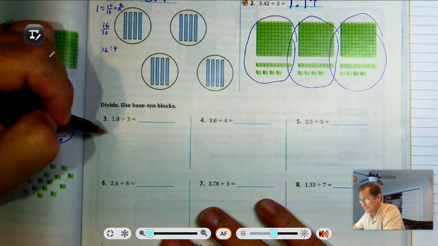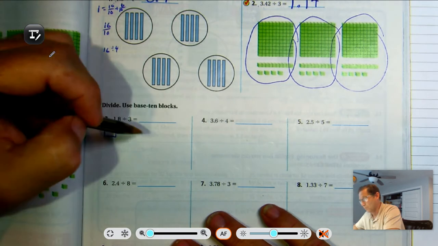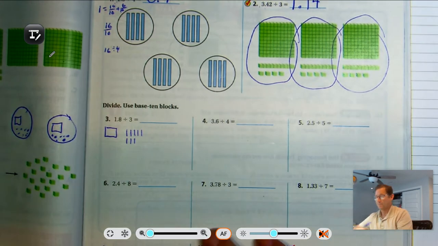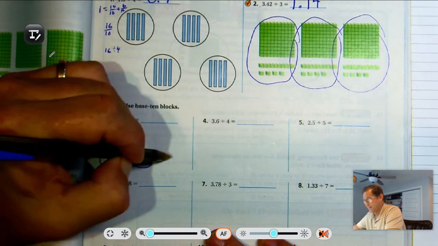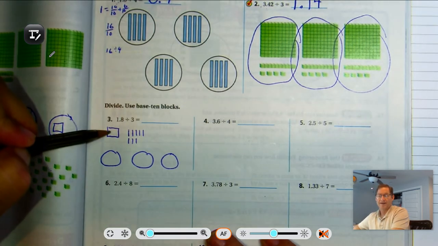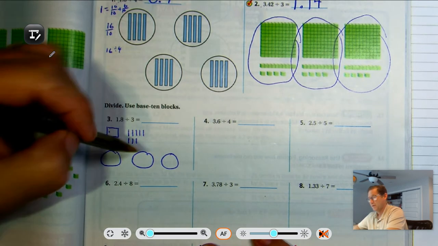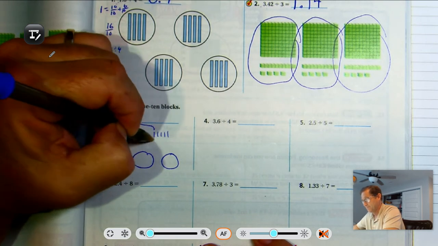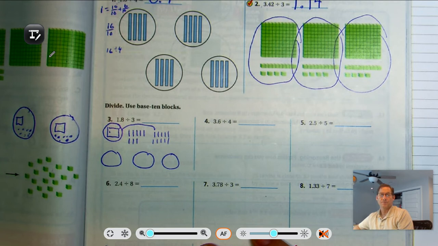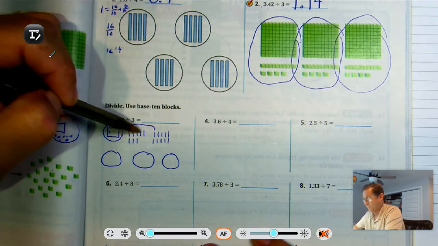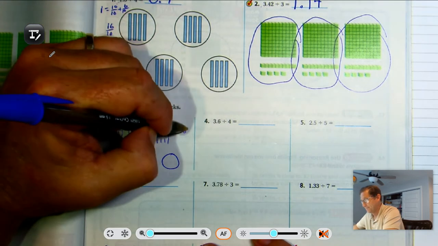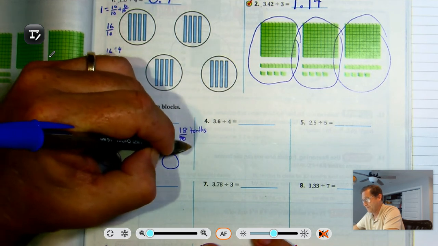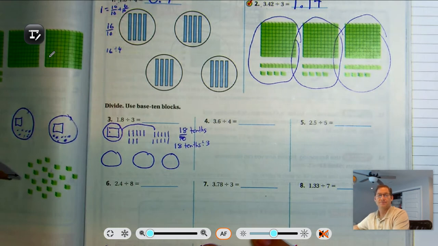So 1 8/10. Okay, so we have the one whole, and then we have 8/10. All right, 1 8/10. We have to share that equally in 3 groups. Well, clearly I can't share one whole in the 3 groups. So let's trade that one whole for 10 tenths. All right, now we have 10, 12, 14, 16, 18 tenths. 18 tenths. What is 18 tenths divided by 3? That would be 6 tenths.